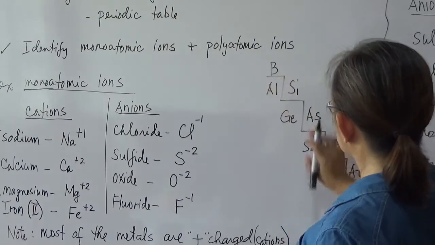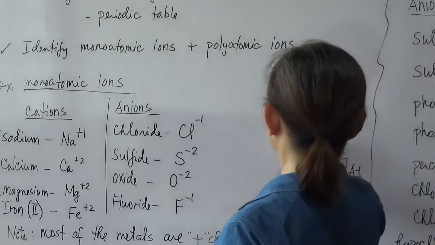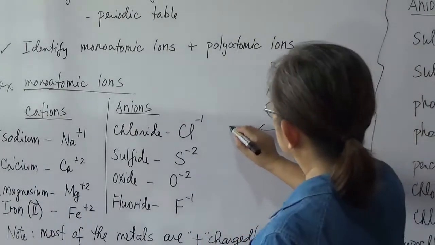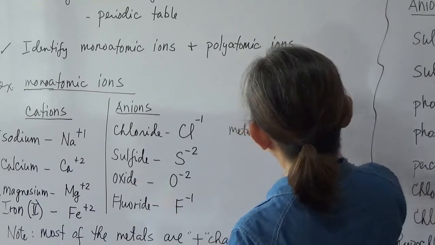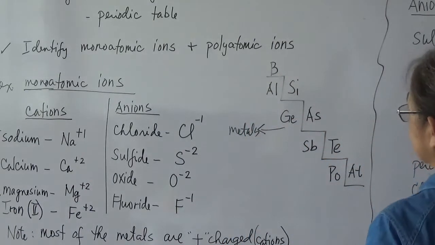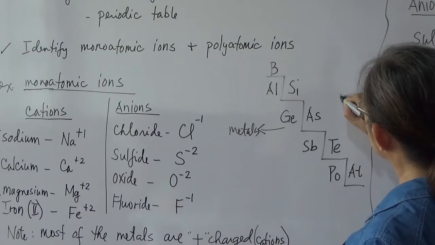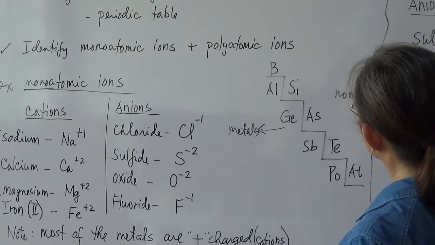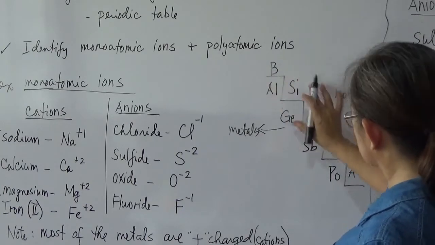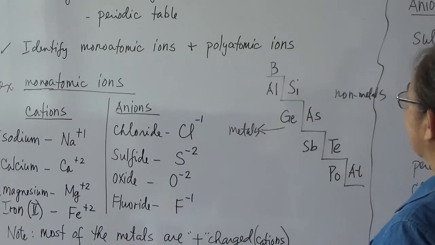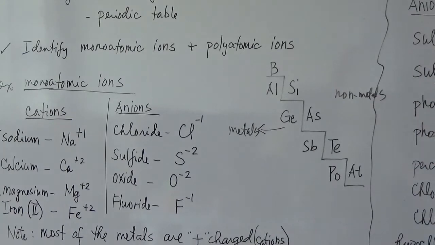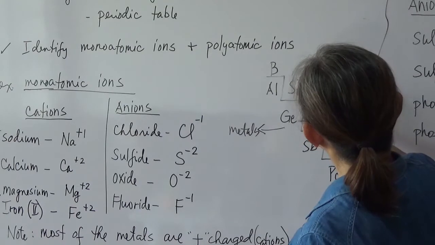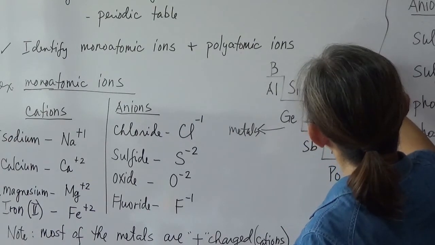Based on the zigzag line, the ones found on the left side of the zigzag line are the metals. And of course, the ones on the right side of the zigzag line are the non-metals. The elements found beside the zigzag line are known as the metalloids. They are termed as metalloids.